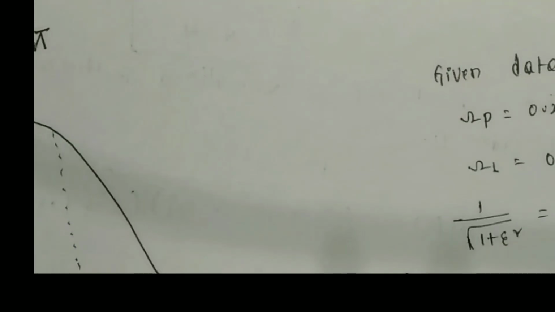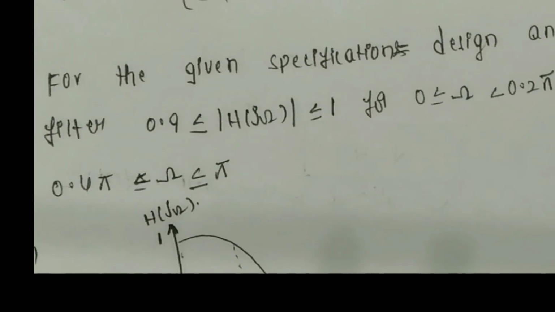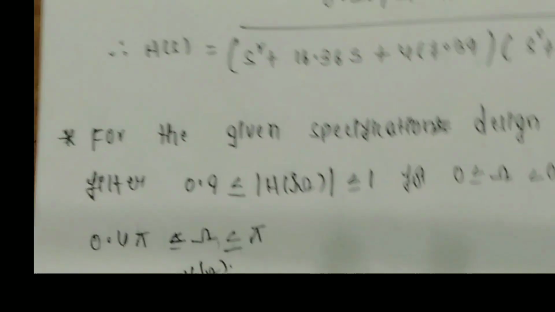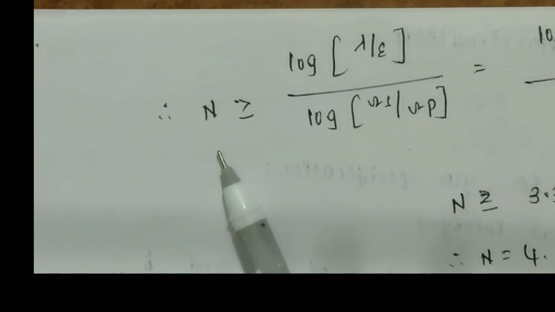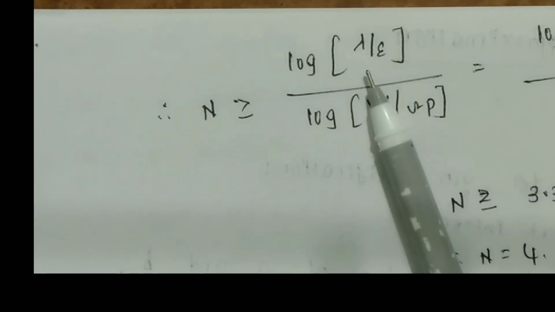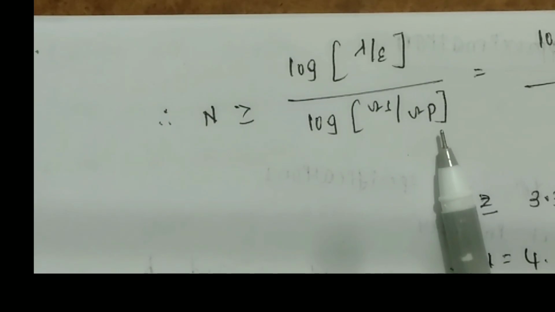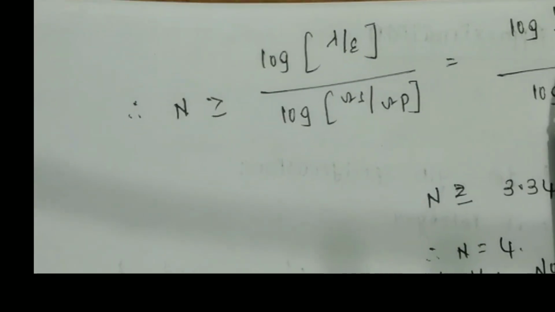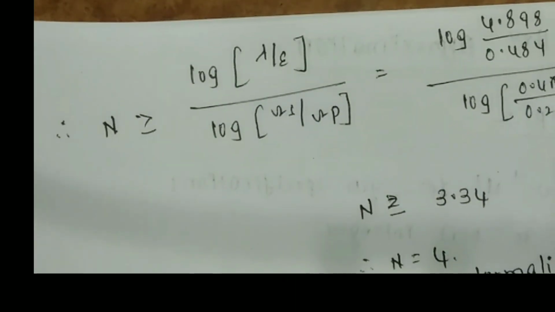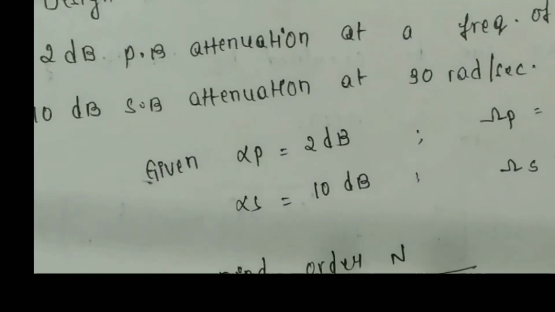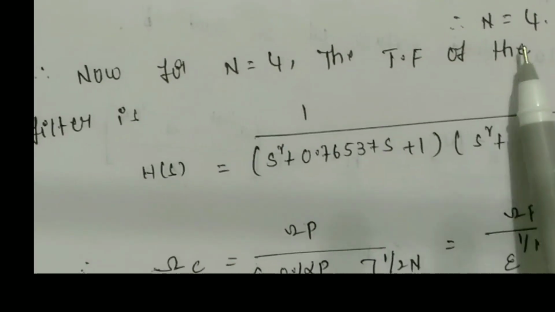Now having this data, you can easily calculate the transfer function. You know how to do the transfer function. The first step of designing the filter is calculating the order of the filter. N is equal to log of lambda by epsilon by log of omega s by omega p. If you got the lambda and epsilon values in the previous step, log of 4.898 by log of 2, we have calculated n is equal to 3.34. So n is equal to 4.